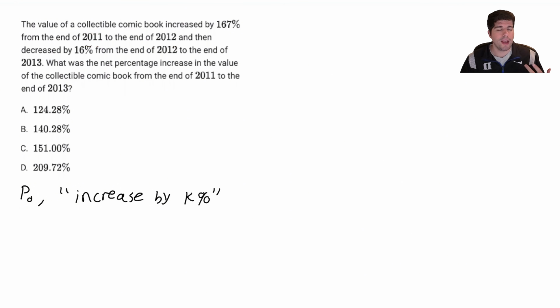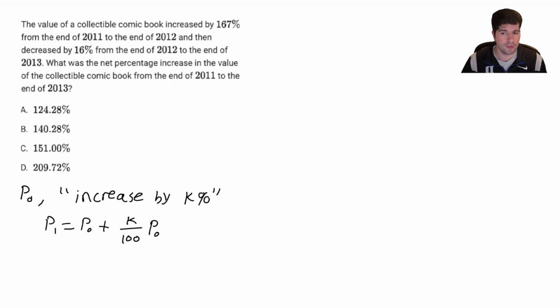what this means is that we have some new price P1 that's equal to the original price P0 plus that percentage K, which we write as a decimal. So we have plus K over 100 times that original price P0. That's how I want you to think about these problems from now on. Whenever you have an initial price and we're told that the price increased by K%, the new price is equal to the original price plus K over 100 times P0.